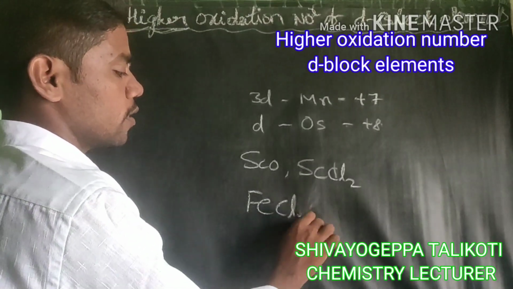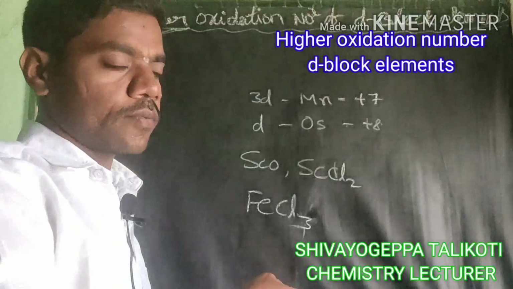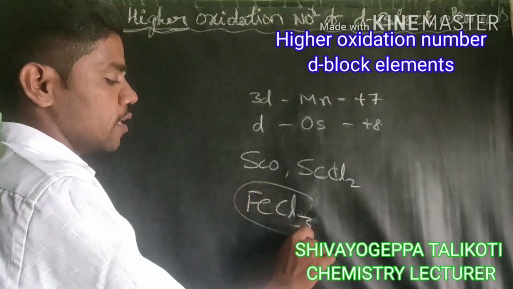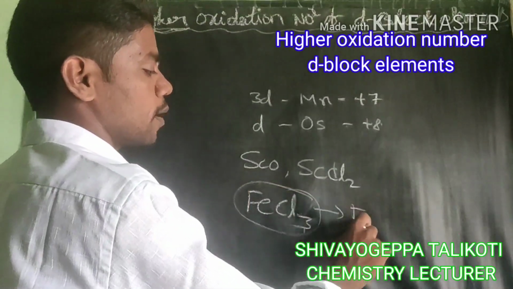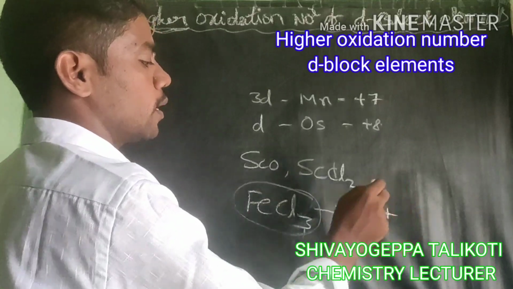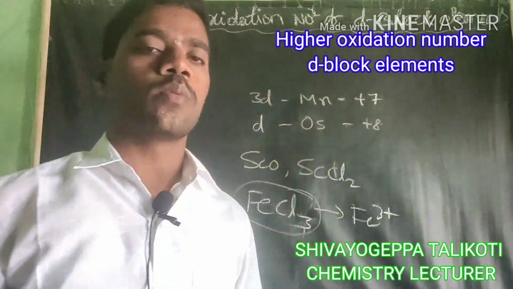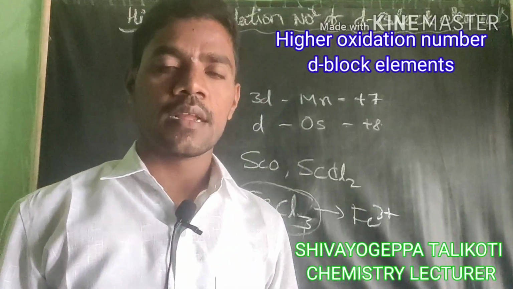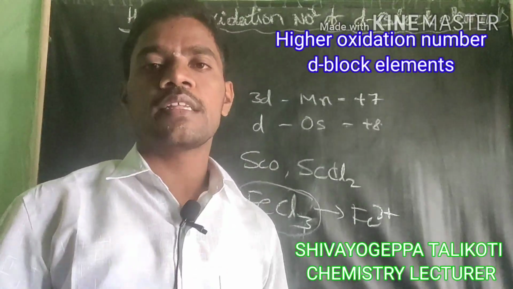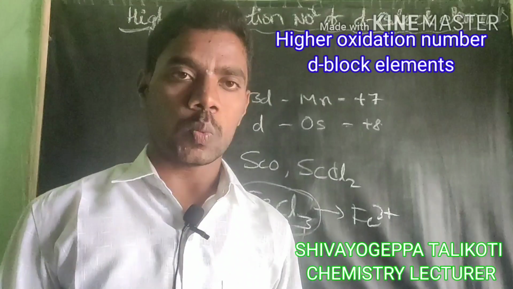FeCl3. We use FeCl3, iron trichloride. Iron is only in the +3 oxidation state there, but we are not studying that here. We are looking above +3, +4, +5, +6 like this. The D block elements exist in higher oxidation numbers also.